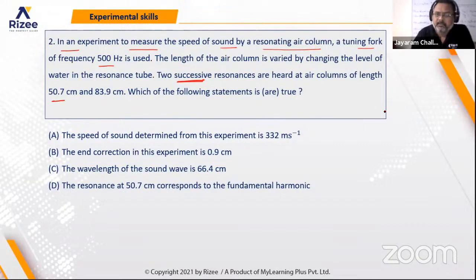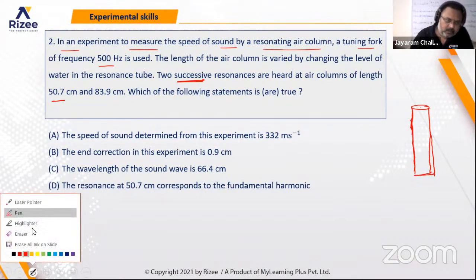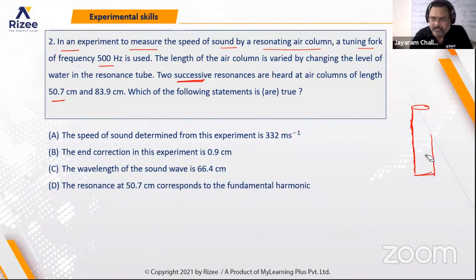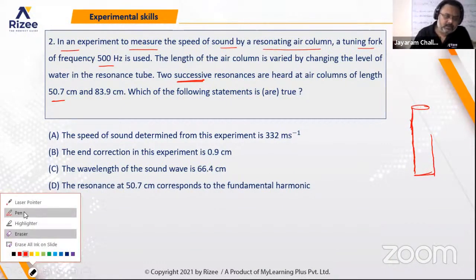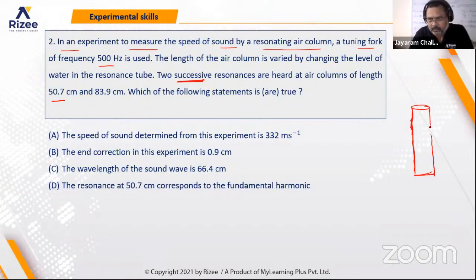First, observe what we mean by a resonant air column. The resonant air column apparatus consists of a metal tube like this, where one end is open and the other end is closed. Since one end is open and the other is closed, it is called a closed tube. So it's a closed pipe, where you get a node at the fixed end and an antinode at the open end.